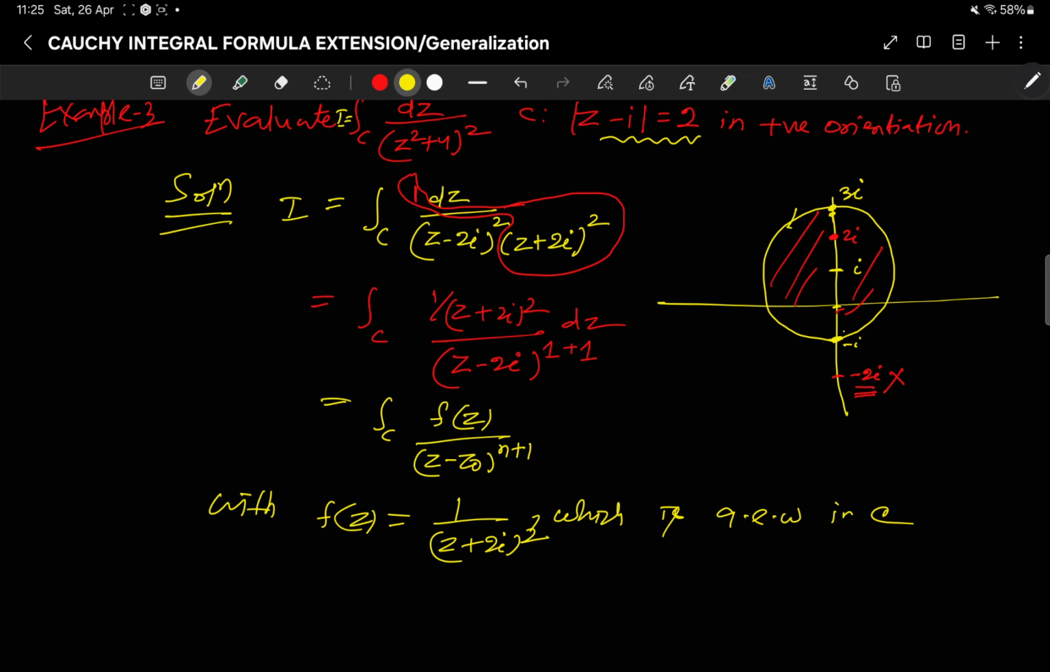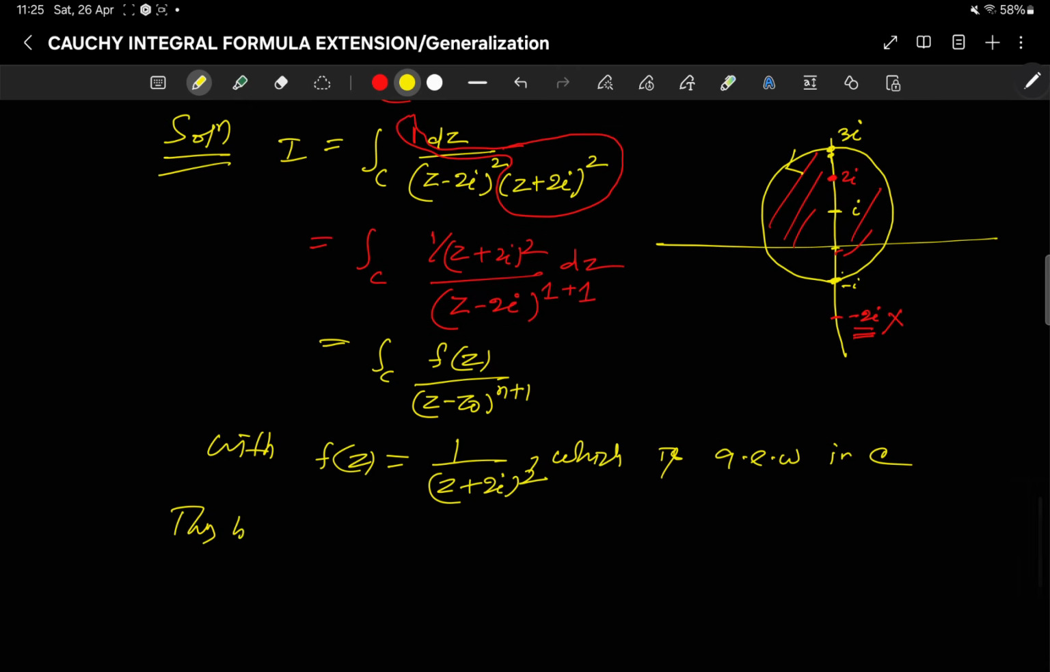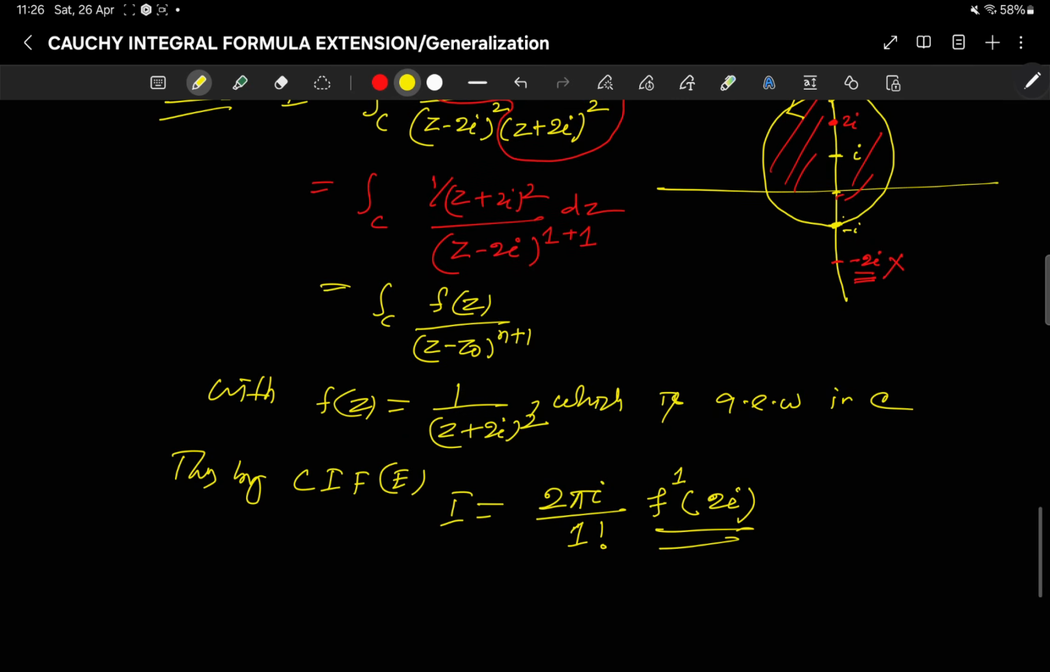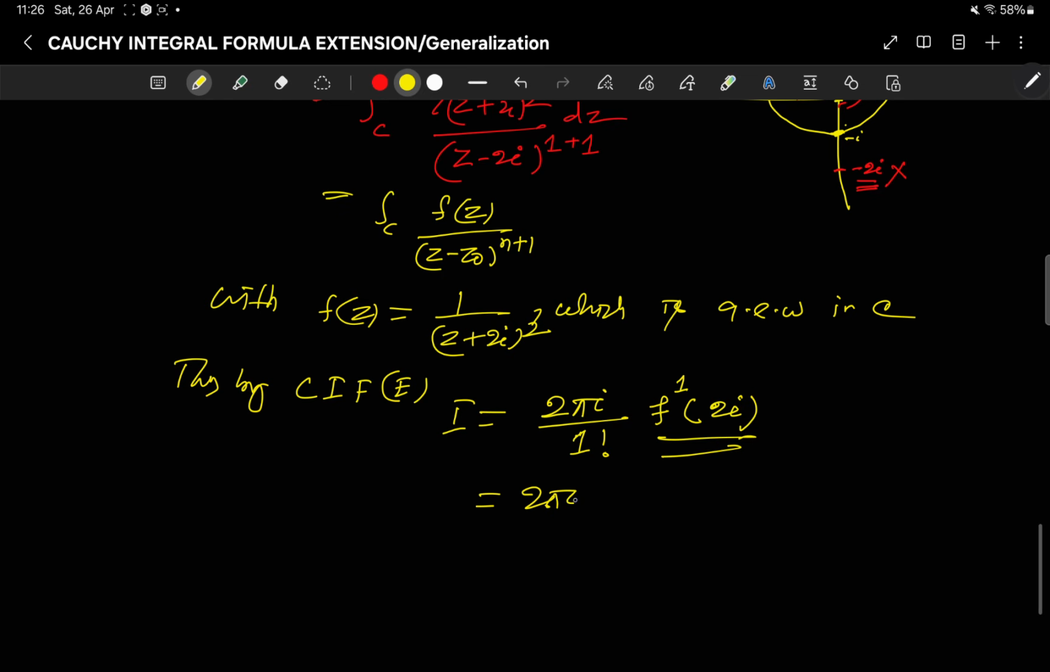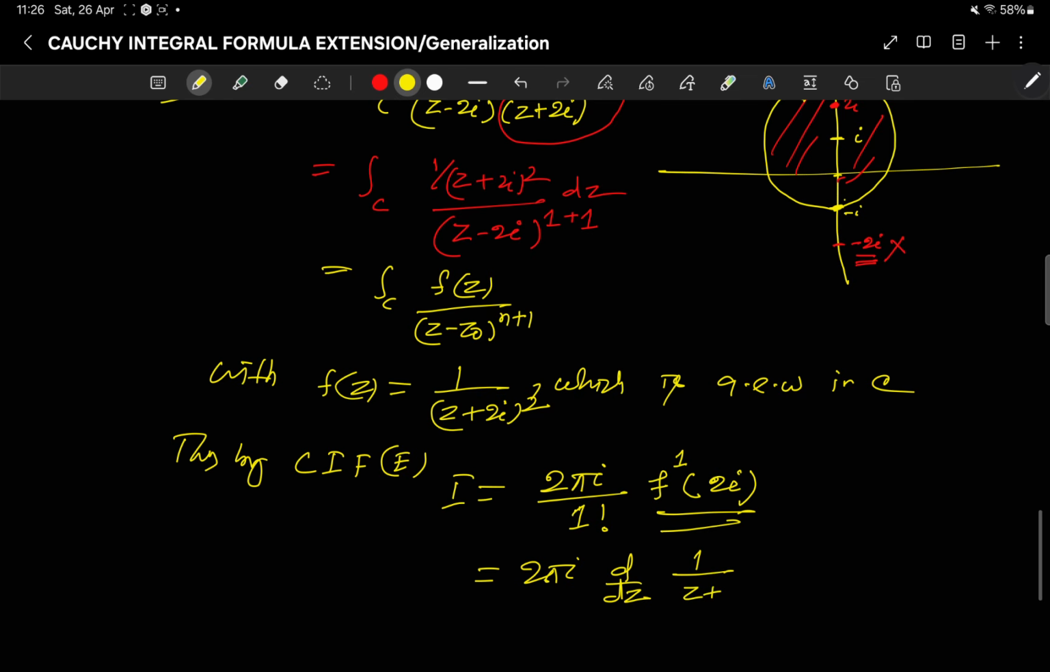The orientation is positive orientation given, means anticlockwise. So therefore by the Cauchy integral formula extension, here I will be equal to 2 pi i by factorial n, times the nth derivative, which means the first derivative, at the point 2i. So this is what we have to find. So what is the first derivative of this? This is equal to 2 pi i into d by dz of 1 by (z plus 2i) whole square at the point 2i.